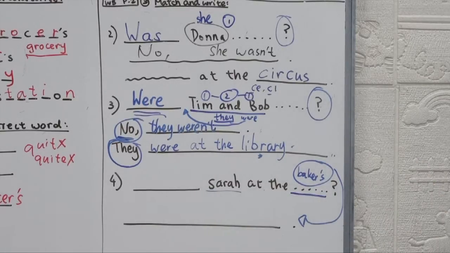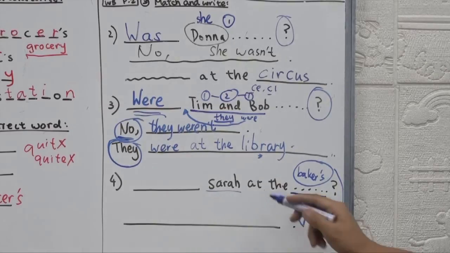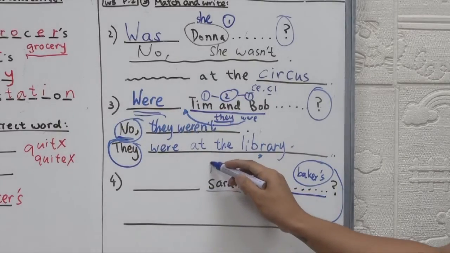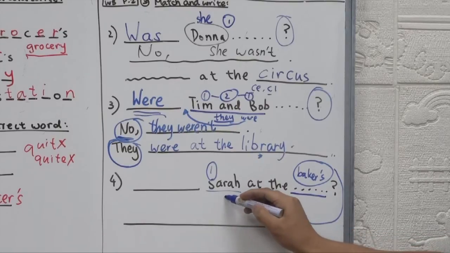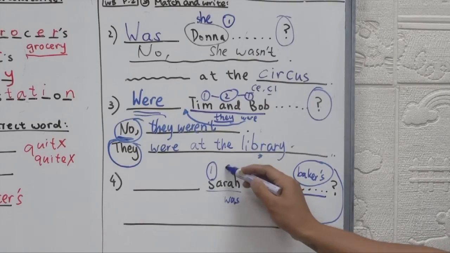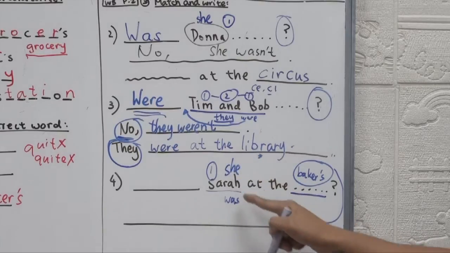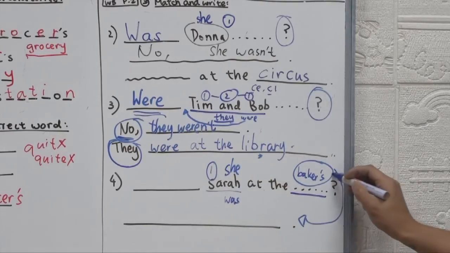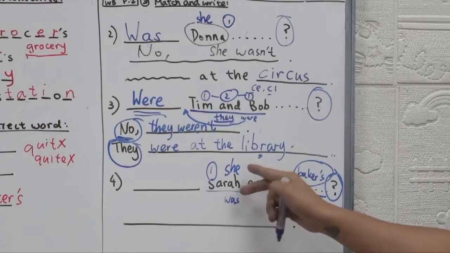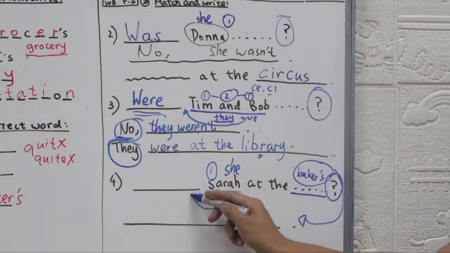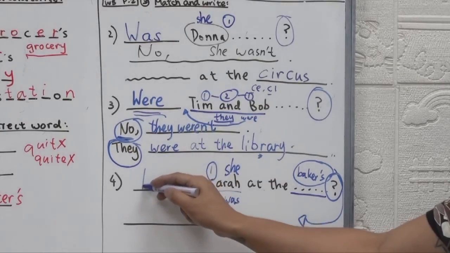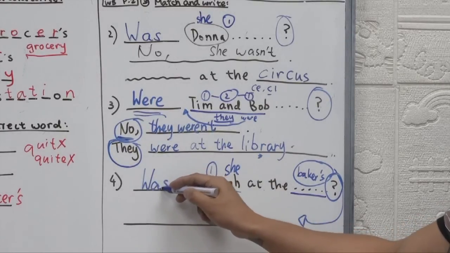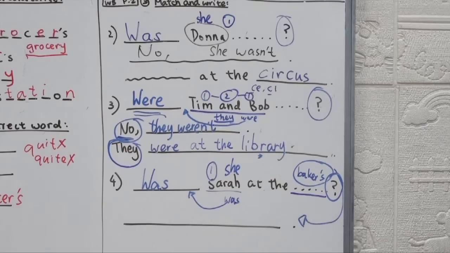Question number 4. We have Sarah. And Sarah is only one person. So obviously we will use was, right? And she is a she. So she was. But because this is a question, we need to swap it around. So this one will go up in front, right? So it will become: Was she at the baker's?